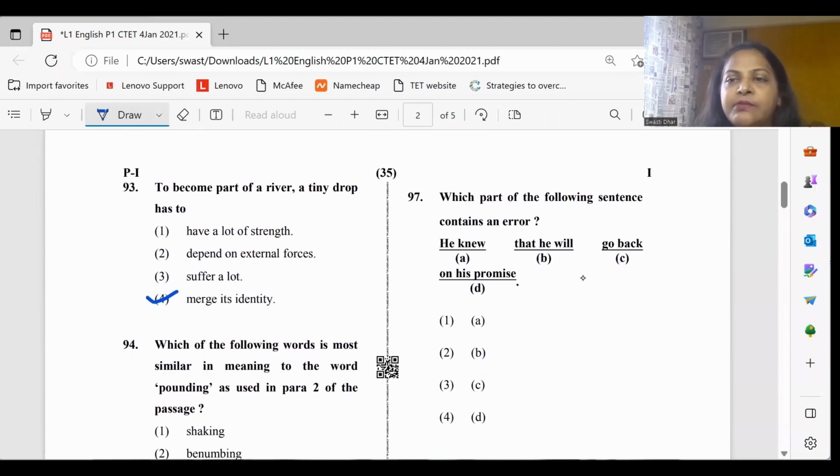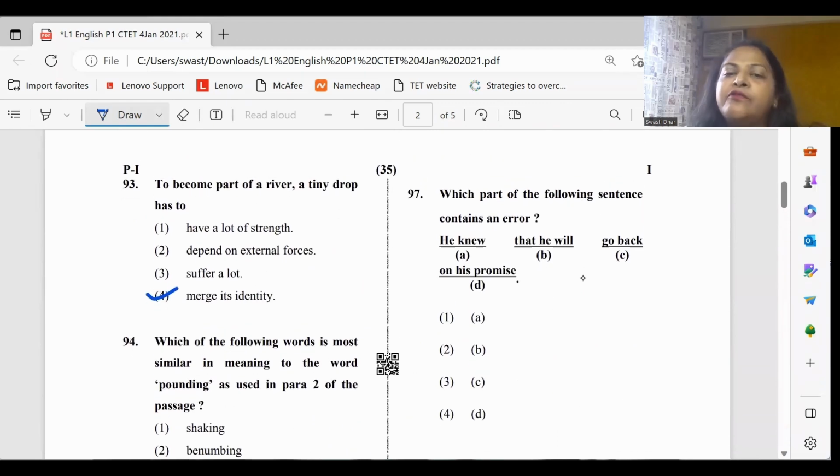Let's move on to question number 97. Which part of the following sentence contains an error? He knew that he will go back on his promise. So the answer to this is B. Will is future tense. So he knew, which means it's a past tense. So he knew that he would go back on his promise.